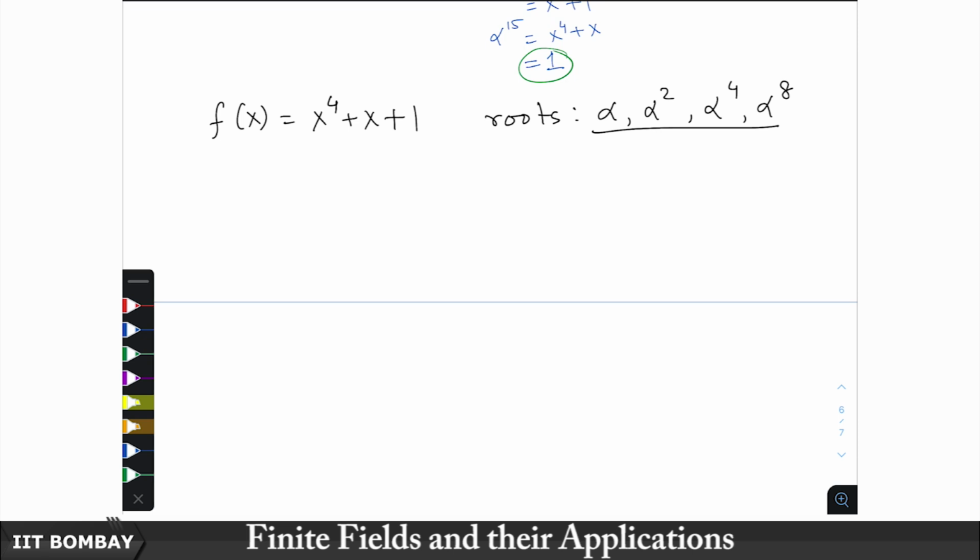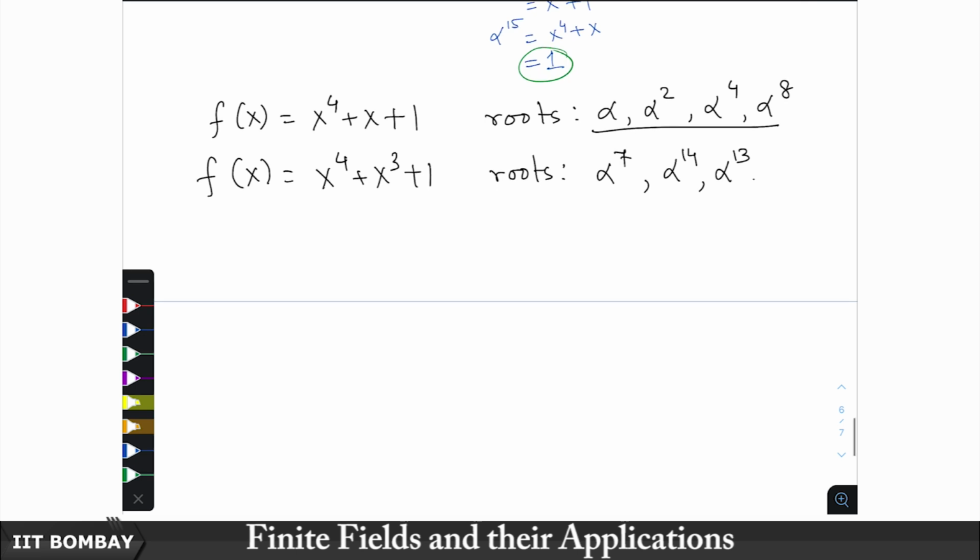Now, we will erase this and look at another polynomial of degree 4. There is exactly one other such polynomial of this kind, which is x^4 + x^3 + 1, and its roots are alpha^7, then 7 times 2, which is 14, then 14 times 2, which is 28, modulo 15 is 13, so alpha^13, because alpha^15 is 1, and then 13 times 2 is 26, modulo 15 is 11. So, alpha^11.